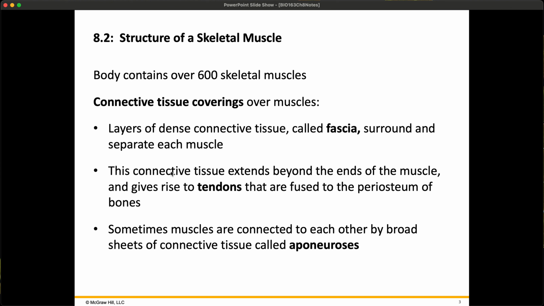That connective tissue goes beyond the muscle. It starts to create the tendons that then become the periosteum of bones. So if you remember, tendons are structures that connect muscle to bone, T-bone, like a T-bone steak. Your muscles and your bones are connected by tendons. The connective tissue covering around your muscle becomes tendons. Tendons become the covering around bones. So that's how integrated these structures are.